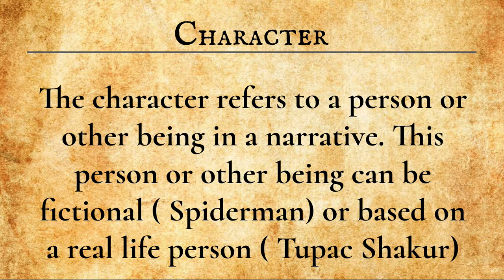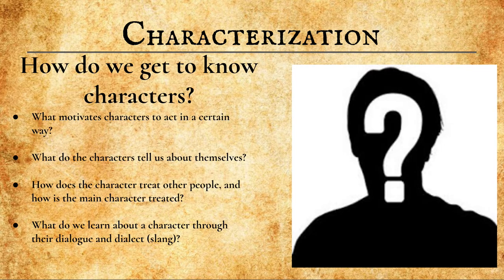Next is character. The character refers to a person or other being in a narrative. This person or other being can be fictional, like Spider-Man, or based on a real-life person, like Tupac Shakur. When we're talking about a character, it's important to understand characterization, which is how we get to know characters in the story. What motivates characters to act in a certain way? What do the characters tell us about themselves? How does the character treat other people, and how is the main character treated by other people? What do we learn about a character through their dialogue and dialect, or in other words, their slang? These are all things that let us get to know who characters are in a story. We need to pay close attention to all of them.